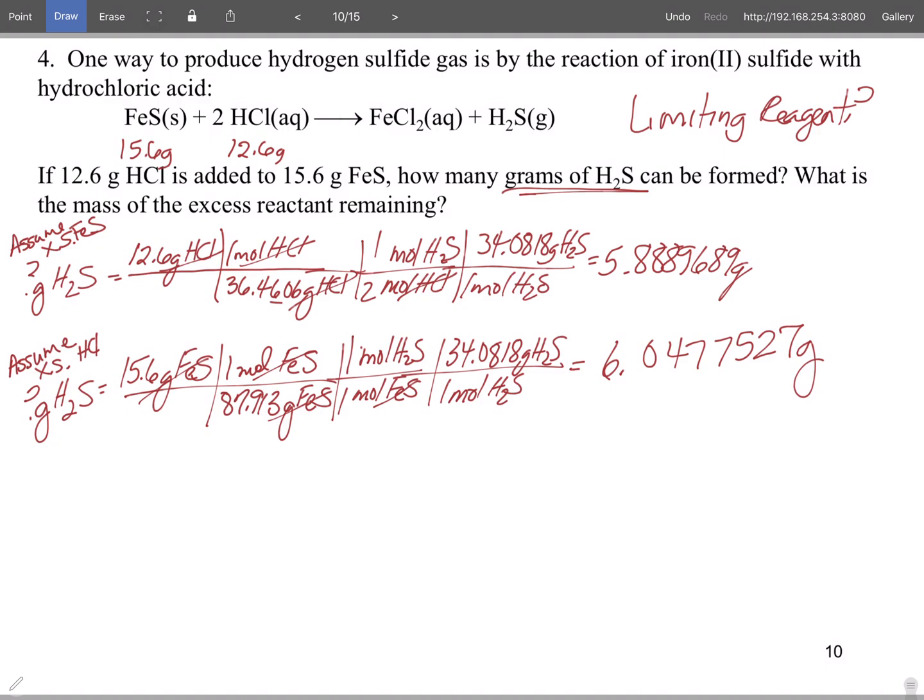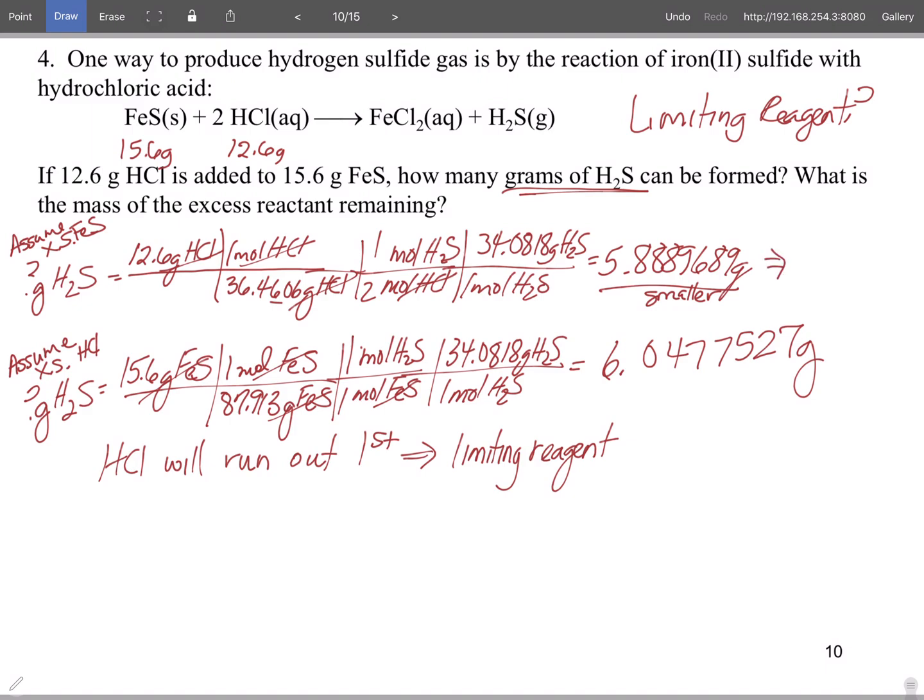And so if we look at it, this is the smaller amount, right? Which means that if we use all the HCl, we're only going to generate 5.889 grams, okay? So that means that the HCl will run out first. That means it is the limiting reagent. So it limits how much iron 2 sulfide you can form. So now we go back and we look at significant figures. And so we have 3 significant figures, so it's 5.89 grams.